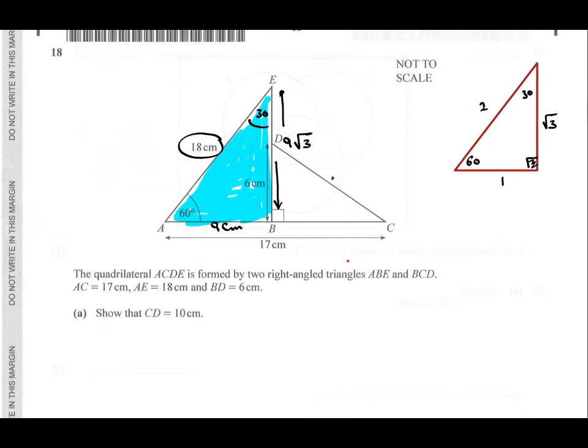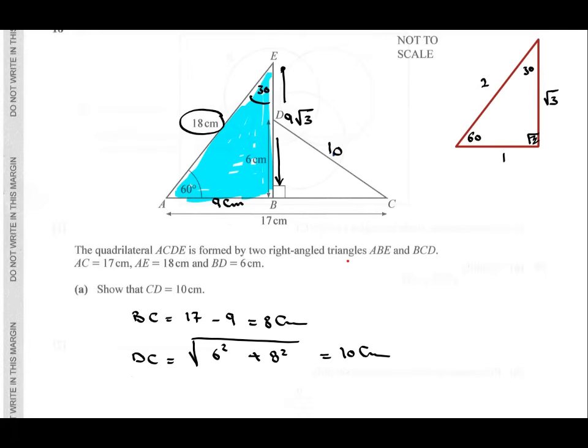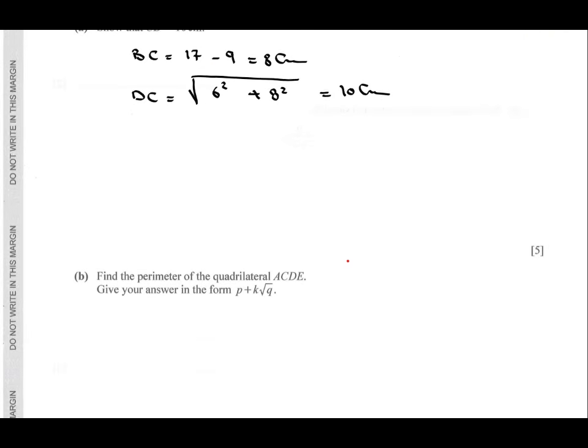Show that CD will be equal to 10 centimeters. We can find the length of BC. BC is equal to 17 minus 9, which is equal to 8 centimeters. To find DC, we will use Pythagoras theorem in the triangle DBC. 6 squared plus 8 squared gives 10 centimeters. One of the most famous triangles, 6, 8, 10. So the length of DC is equal to 10 centimeters. Okay? This is the first part of the question.